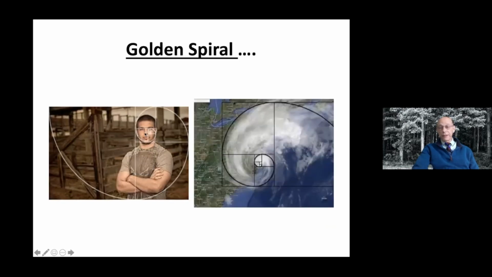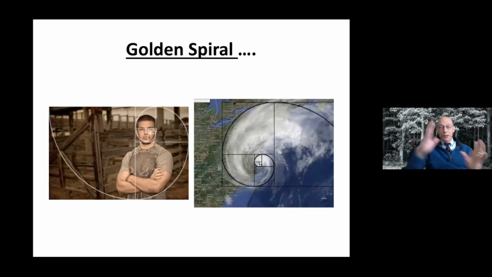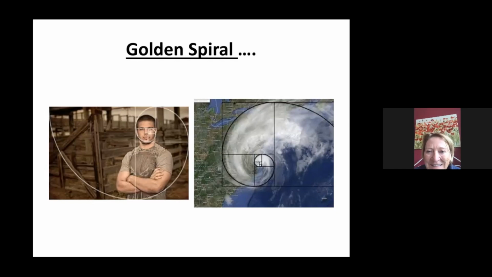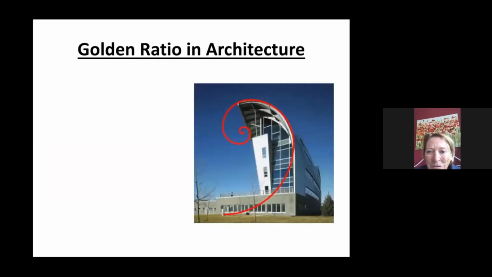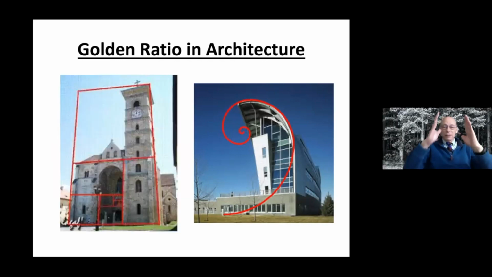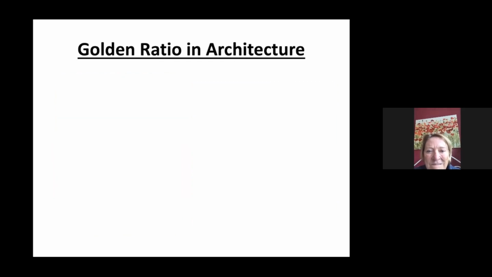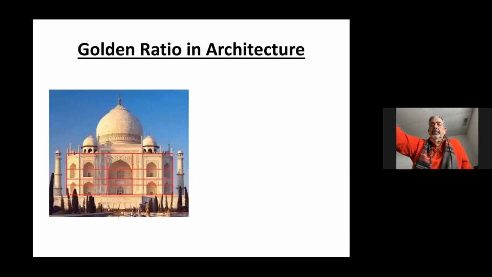Speaking of natural phenomena, when you look at a hurricane, now not all of them are, some of them are much more compact, but look at the spiral. Architecture. Okay, same thing here. Now the lines are not parallel because of the way the picture was taken, looking up. But if you can take this picture looking straight on, there's your golden rectangle.